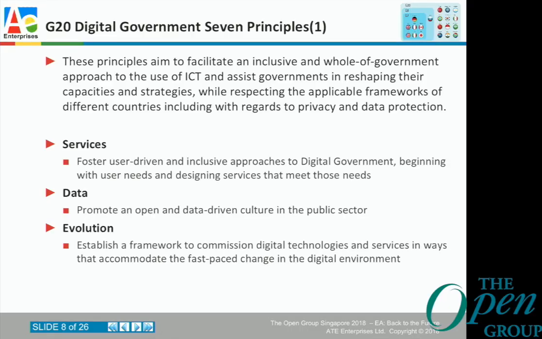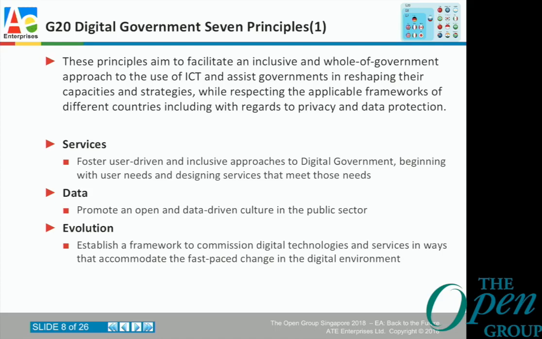And they came out with seven principles. So immediately I latched onto that and I'm like, okay, principles, that's an EA thing. So I'm going to have a look at what these principles are all about. So they have seven. One is on services. What they want to do is develop digital government. So they want to look at what the services are that are going to meet their needs.